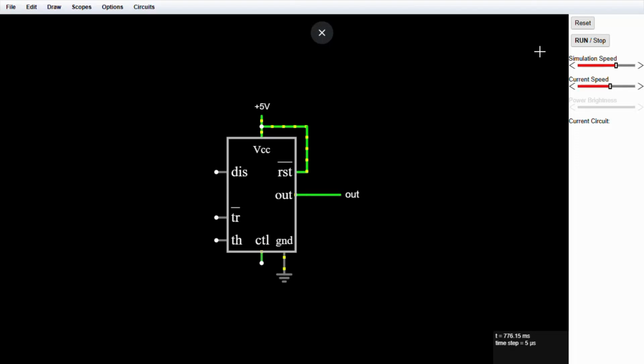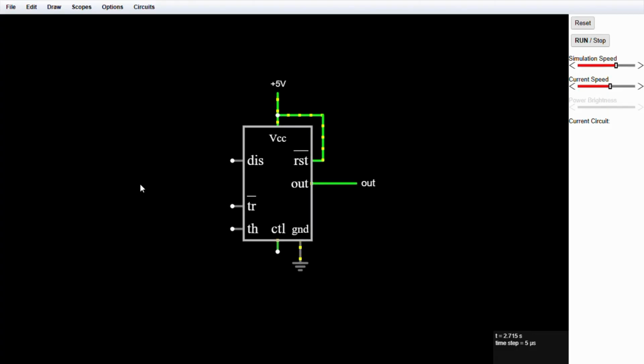As we know, if we give high input, means more than 2/3 VCC to threshold pin, then we get low output at output pin. And if we give low input, means less than 1/3 VCC to trigger pin, then we get high output at output pin. To provide low input to trigger pin, we connect capacitor to trigger pin.